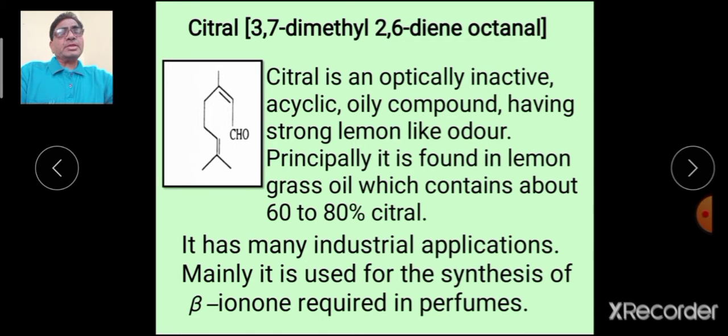Of course, it is found in lemongrass, which contains about 60 to 80% of citral. It has industrial application and is used for the synthesis of beta-enone, which is required in the perfume industry. This is citral.